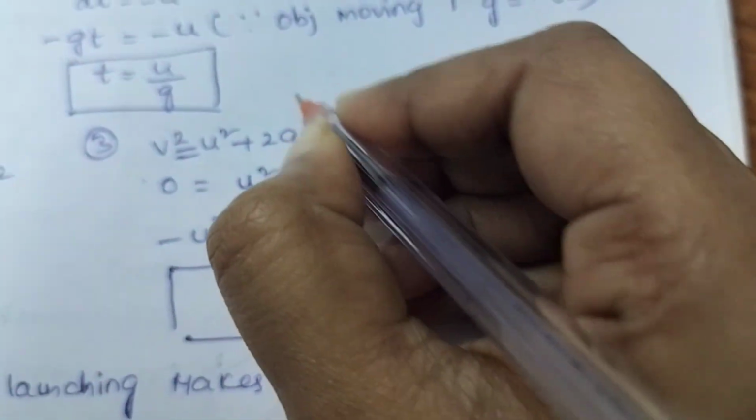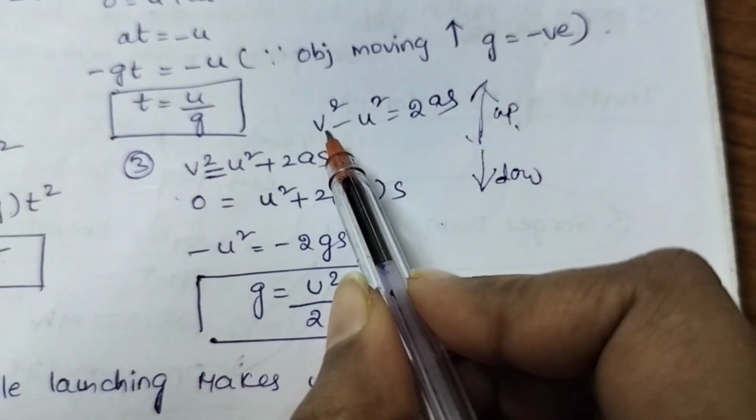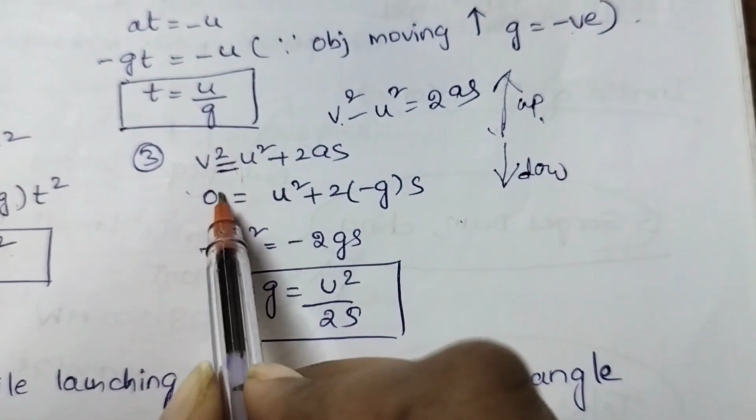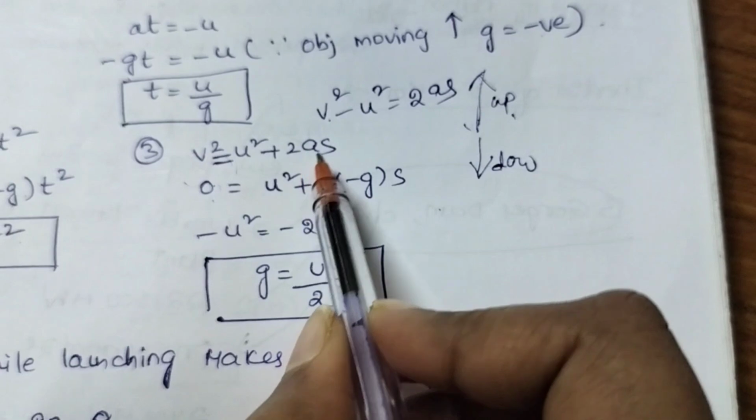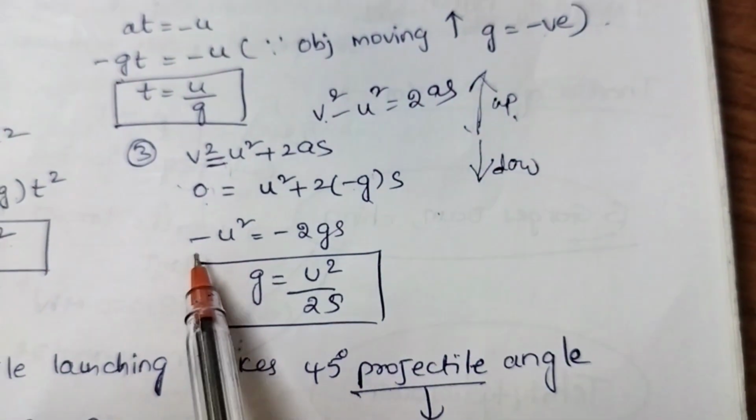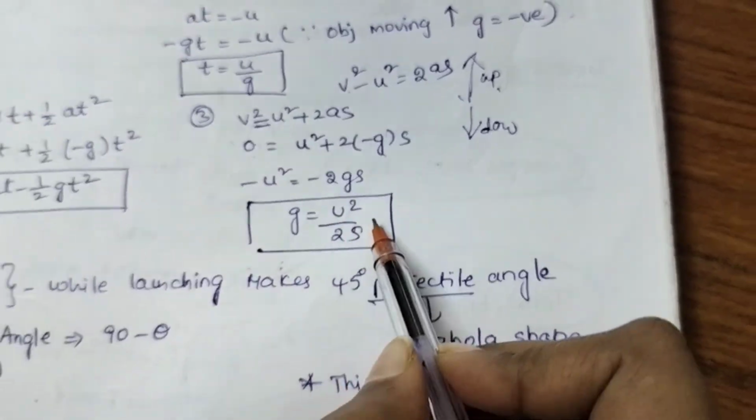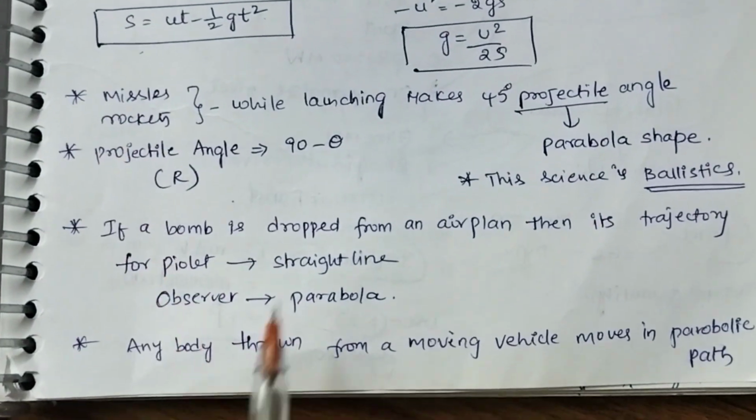Third formula, v square minus u square is equal to 2as. From this, v square is equal to u square plus 2as. V means final velocity, which becomes 0. So 0 is equal to u square plus 2as. In place of A, we substitute minus g. Minus u square is equal to minus 2gs. Minus cancels, so g is equal to u square by 2s. These are some of the observations.